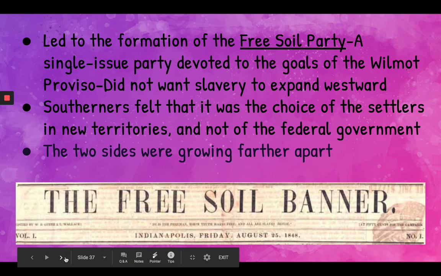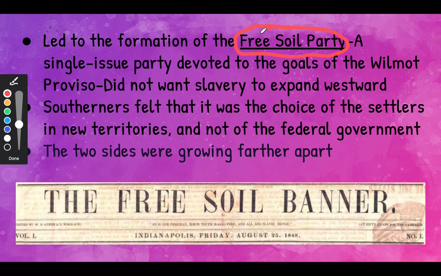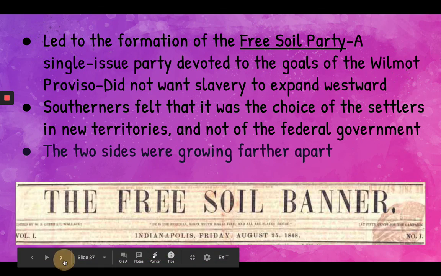This debate over free state or slave state will lead to the formation of the Free Soil Party, and we'll talk about them a little bit later. But just so you know, if you claim to be a free soiler, then you believe that slavery should not extend any further west. You're fine with slavery staying in the South for economic reasons, but it shouldn't expand westward because it hurt the settlers and their ability to find work and to make money. They believed that it was not up to the federal government to decide whether or not an area or a territory or a state should be free or a slave. It was up to the people.